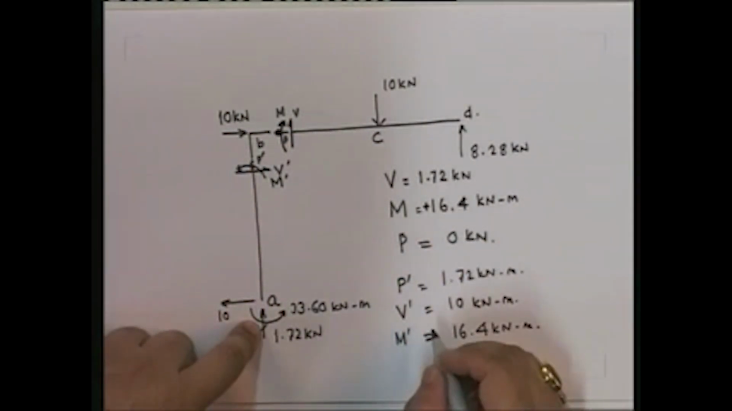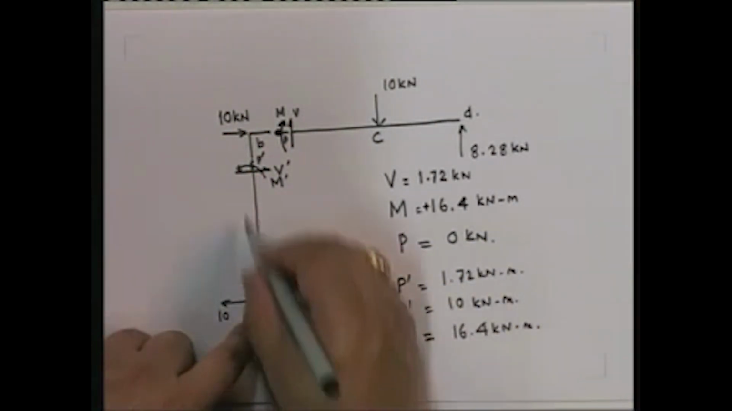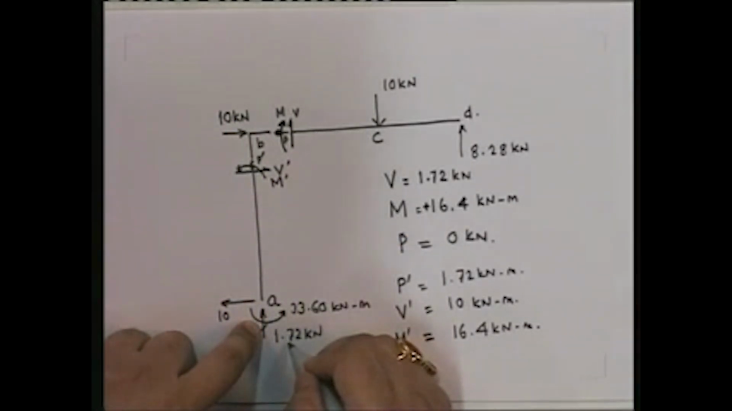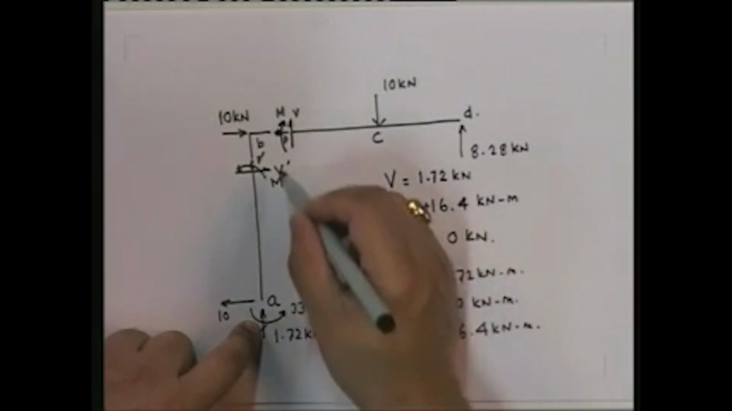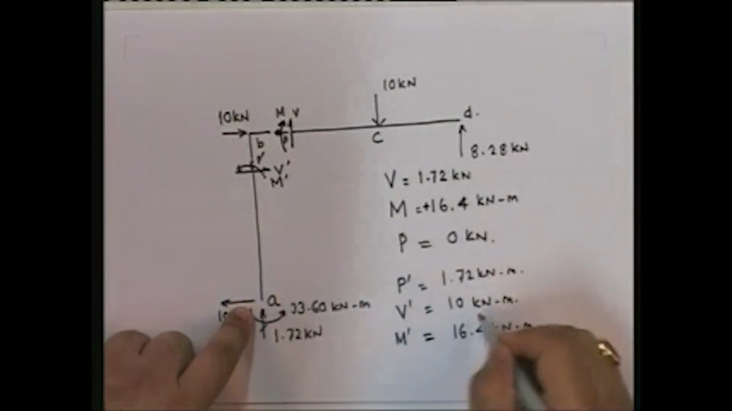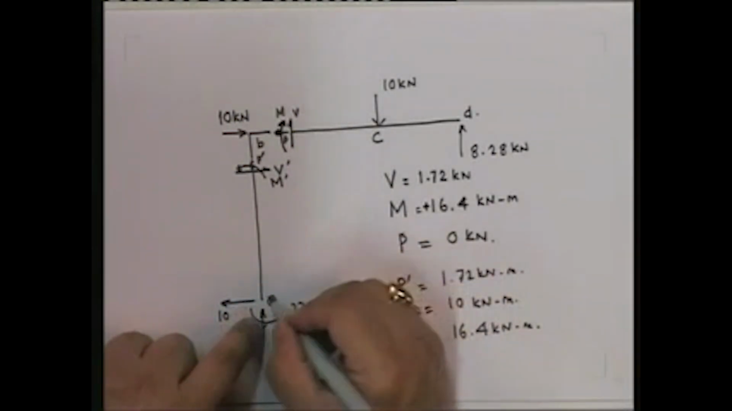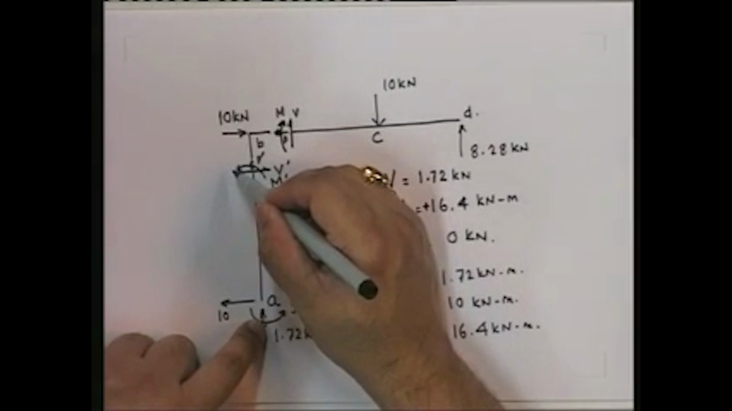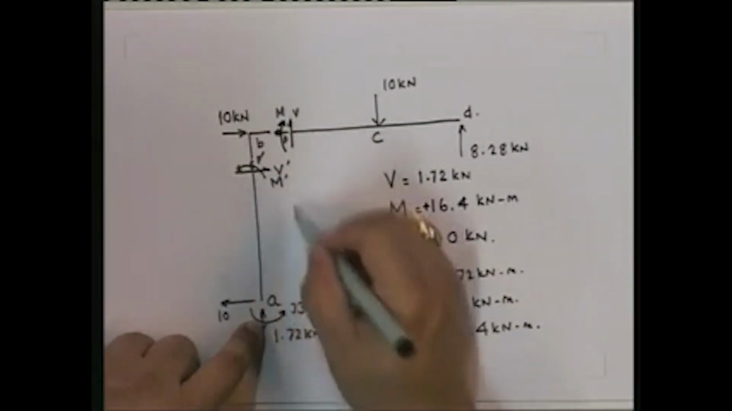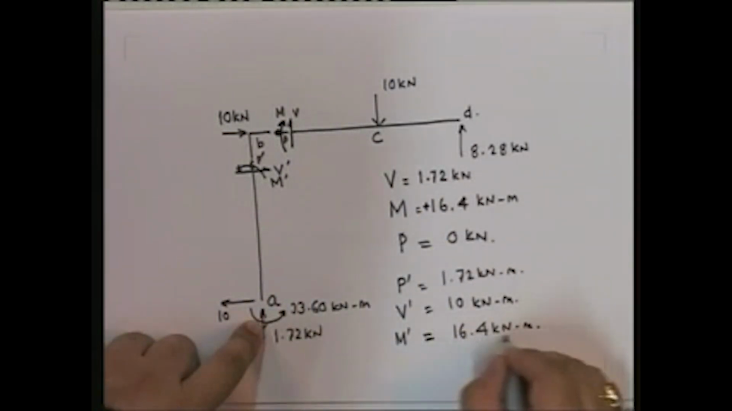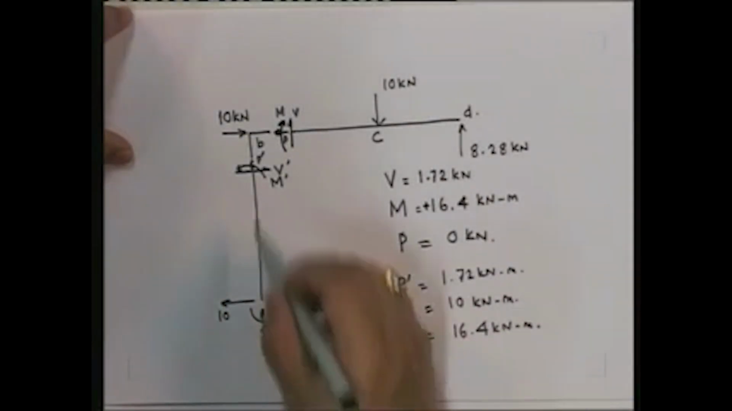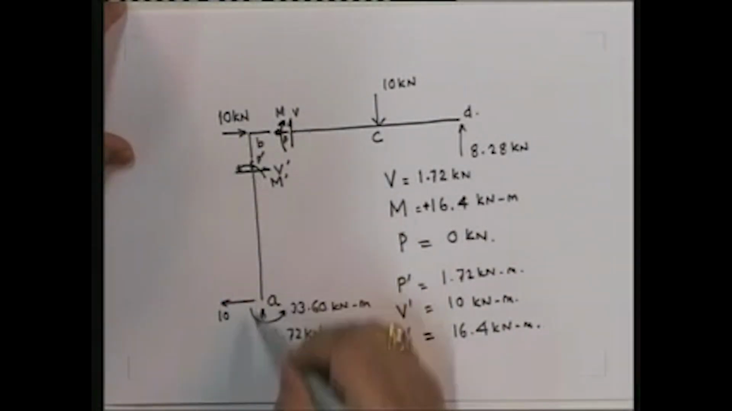In this particular case, what do you get? If you take sigma Fy equal to 0, you will get P minus 1.72 is equal to 0, so you get P. V prime, you get V prime minus 10 is equal to 0, so you get V prime. And similarly, moment plus 33.60 minus 10 into 5 is equal to 0, so moment is going to be equal to this. Okay, so I have found out the forces at the ends of the two members.